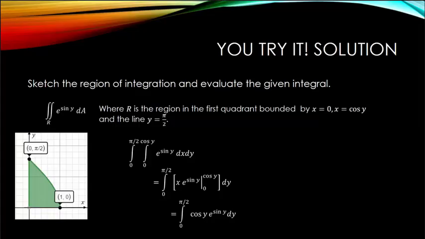I'm going to make a substitution. I'm going to let u be sine y so that du is cosine y dy. U of 0 is 0 and u of pi halves gives me 1. This changes my limits of integration. I get the integral from 0 to 1 of e to the u du, which is equal to e minus 1 as my final result.